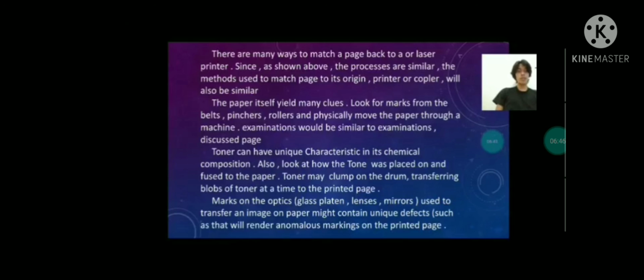Toner can have unique characteristics. Its chemical composition can be examined, and also look at how the toner was fused to the paper. Toner may clump on the drum, transferring blobs of toner to the printed page. Marks on the optics, glass platen, lenses, and mirrors used to transfer an image onto paper might contain unique defects that will render anomalous markings on the printed page.